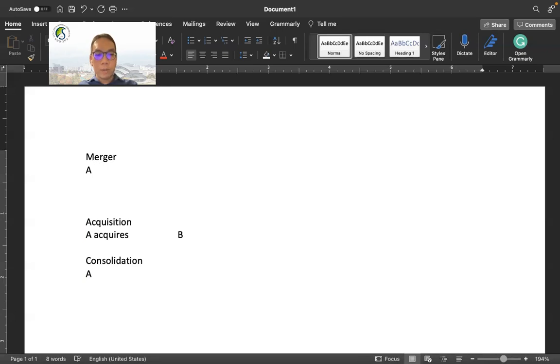What about a consolidation? Consolidation, I think, is the easiest to imagine. If you have A and B, if they consolidate, they both disappear and they will become maybe C or X or whatever you want to call it. So merger, there's only one surviving entity. In a case of acquisition, all the involved parties remain, but maybe A is now the parent of the others. But consolidation, all the involved parties are dissolved, and now we have a consolidated firm, maybe C or X.